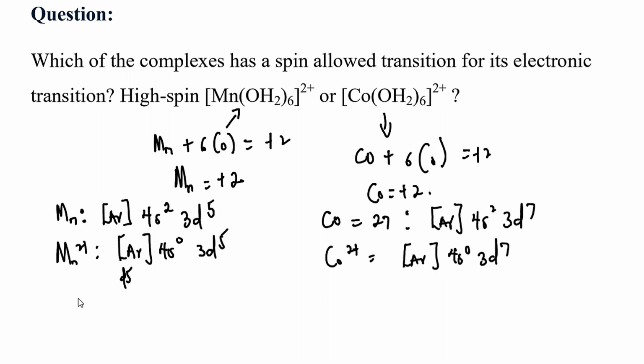So now the next thing we need to do is, since the question says which of the complexes has a spin allowed transition for its electronic transition, let's find the ground term for this. Okay, without looking at the ground term, let's just do this, right? So this is d5 and this is octahedral, right? So this is Eg and this is T2g, right? So we have 5 electrons. So 1, 2, 3, 4, 5.